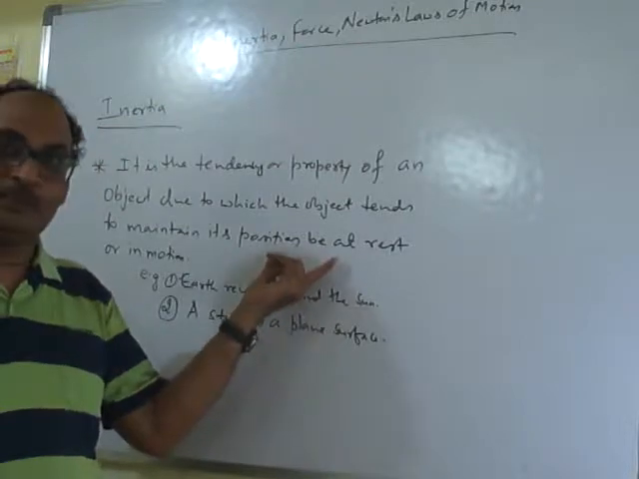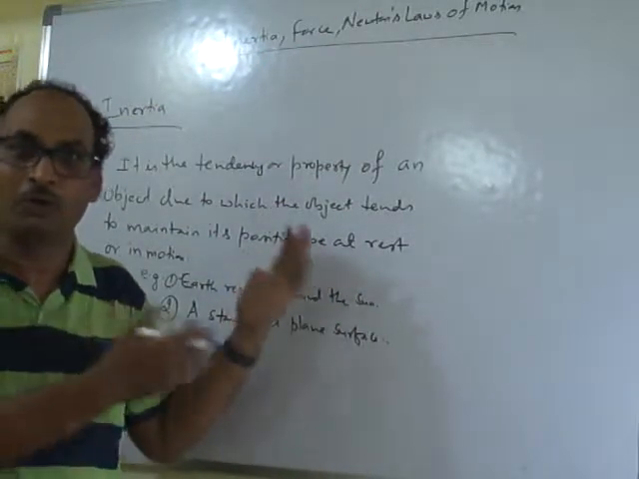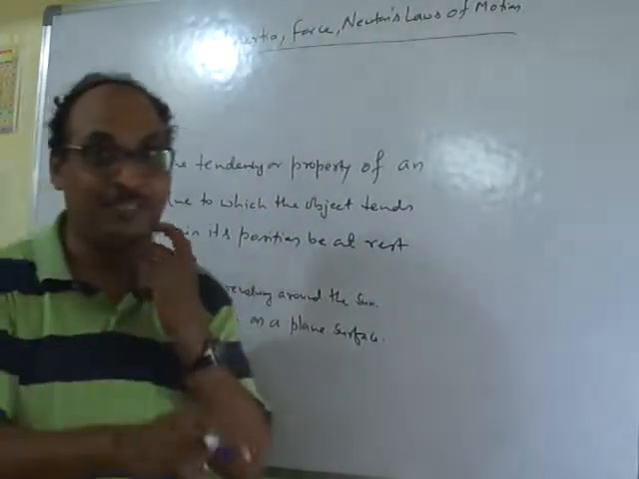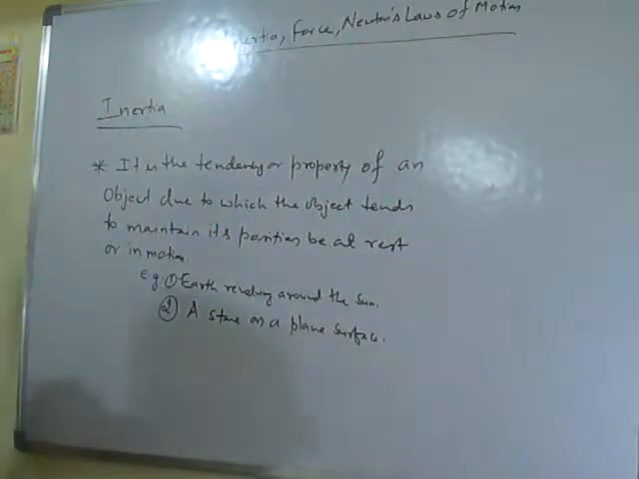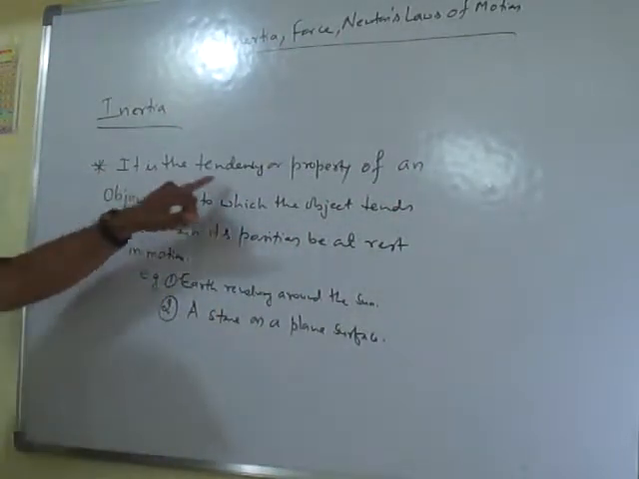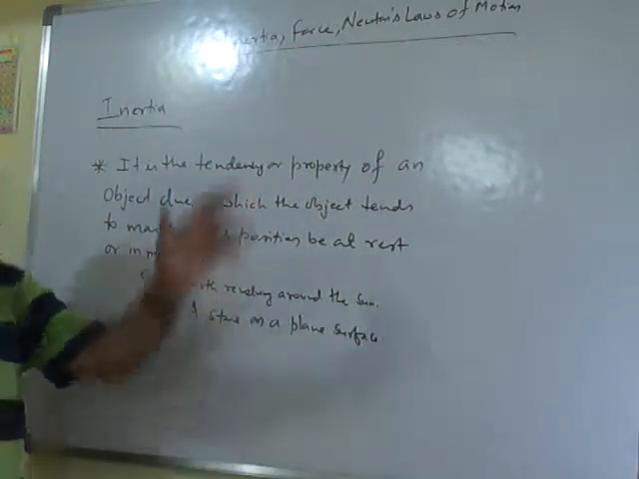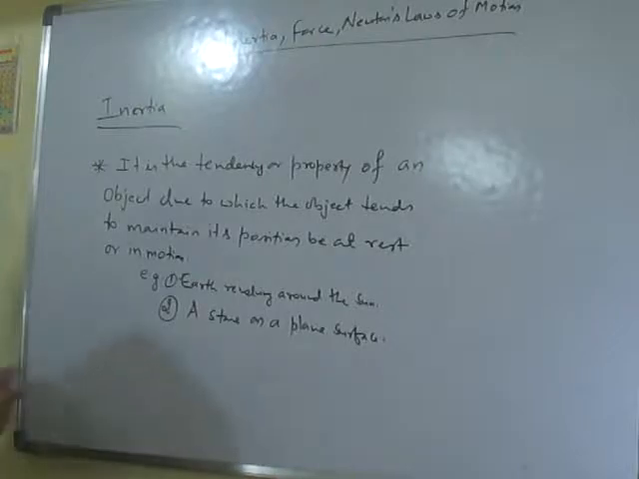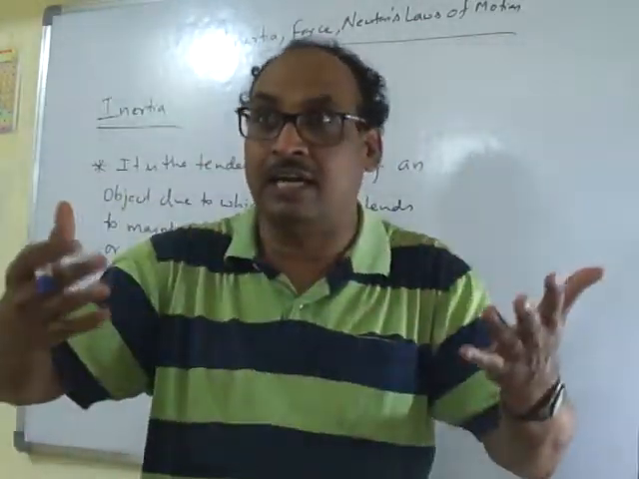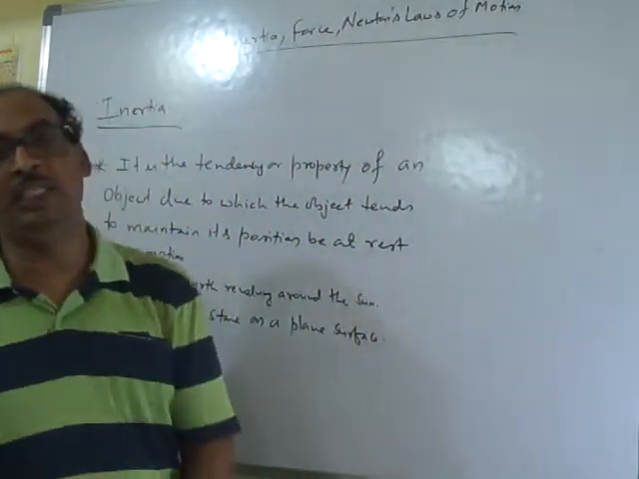Similarly, if we want to change this particular object from its position, we need to apply one additional force, extra force. Okay. So, gentlemen, this is the tendency or property of an object due to which the object tends to maintain its position. That is inertia. And now the question arises: inertia is due to what?